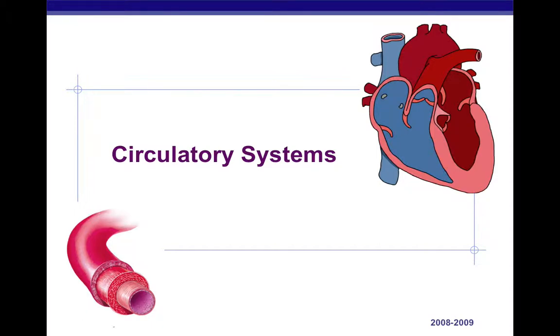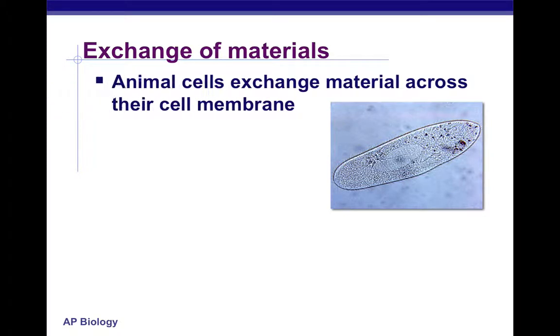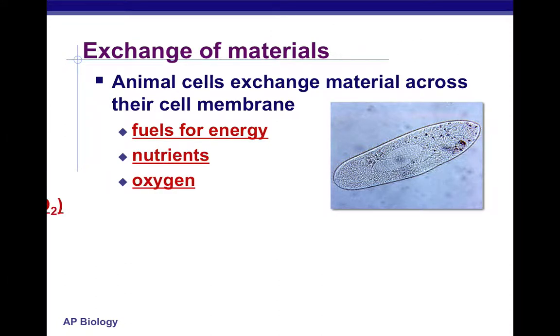So we're going to talk about the circulatory system today, just part one though. When we look at the origin of needing a circulatory system, we look at where life began with these single-celled organisms. With these single-celled organisms, they required an exchange of material across the cell membrane to survive. They used it for energy, for nutrients, oxygen, and they used it to get rid of waste.